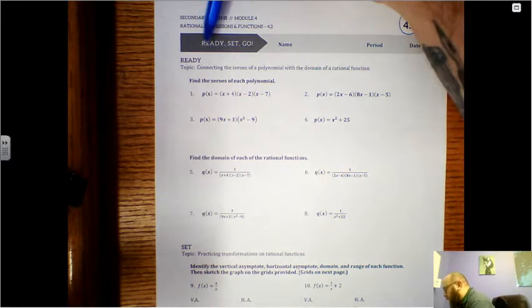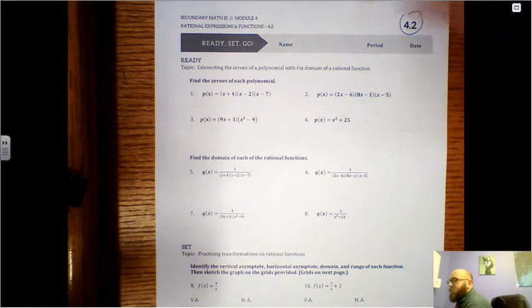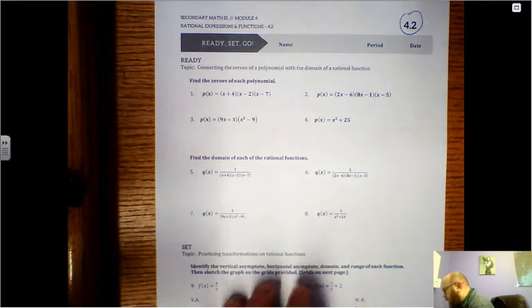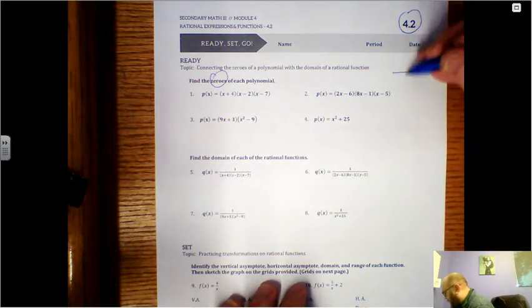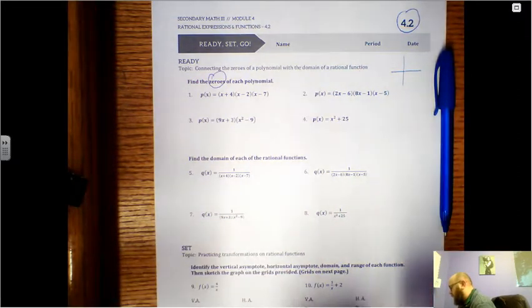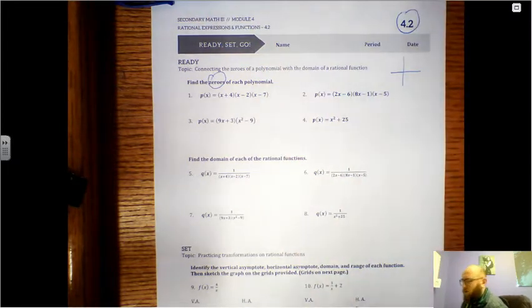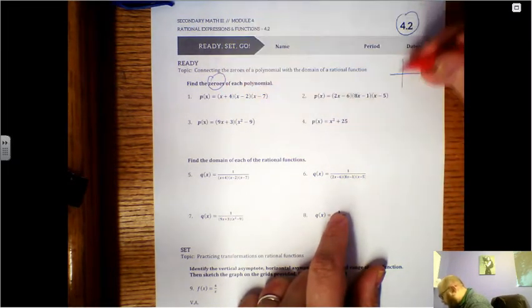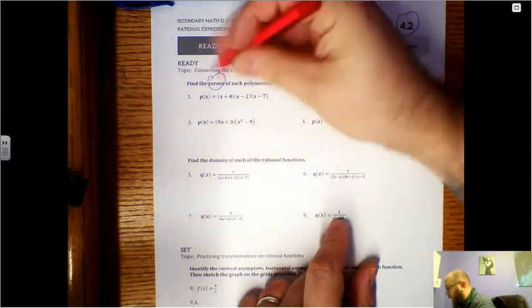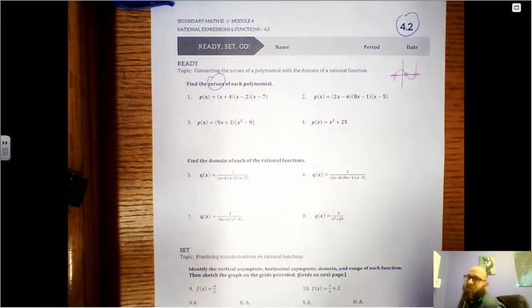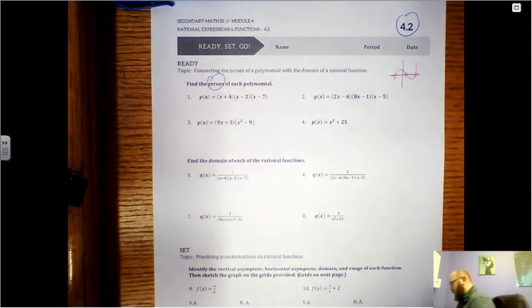In our ready section here, it wants us to connect the zeros of a polynomial with the domain of a function. When we're connecting the zeros of a polynomial, it's useful to think about what that is. For 1, 2, 3, and 4, if we were to have a graph of it, the zeros of a polynomial would be where it crosses our x-axis. Here we have a power 3, because we have 3 x's, so we expect it to cross 3 times. We're expecting to have 3 zeros from a 3-degree polynomial. That's the fundamental theorem of algebra, is how many zeros we have.